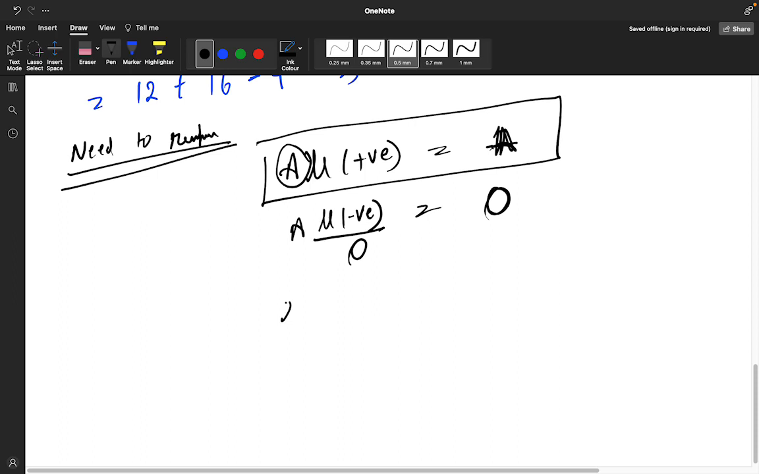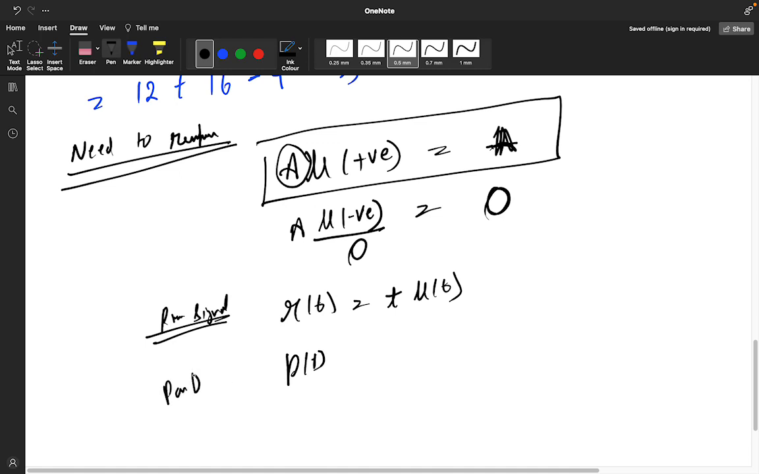Okay, r of t is nothing but your ramp signal. We can write r of t is t u of t. And p of t is your parabolic signal. This can be written as t square by 2 u of t. Whenever t is positive, only then you will get these things.